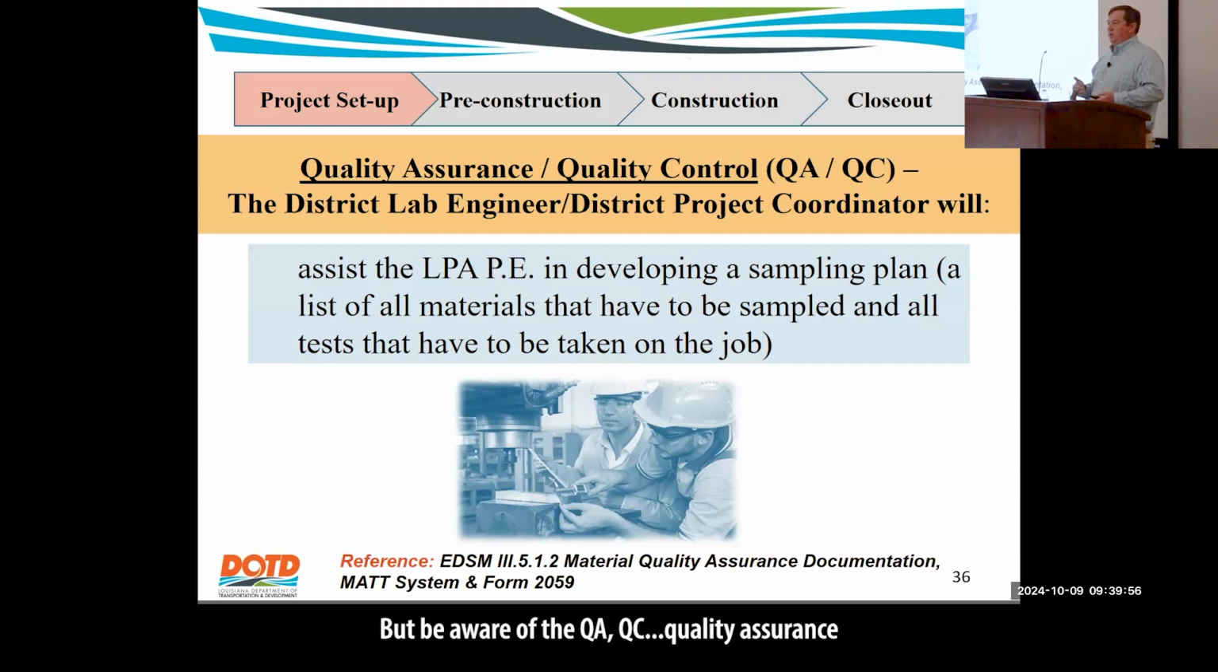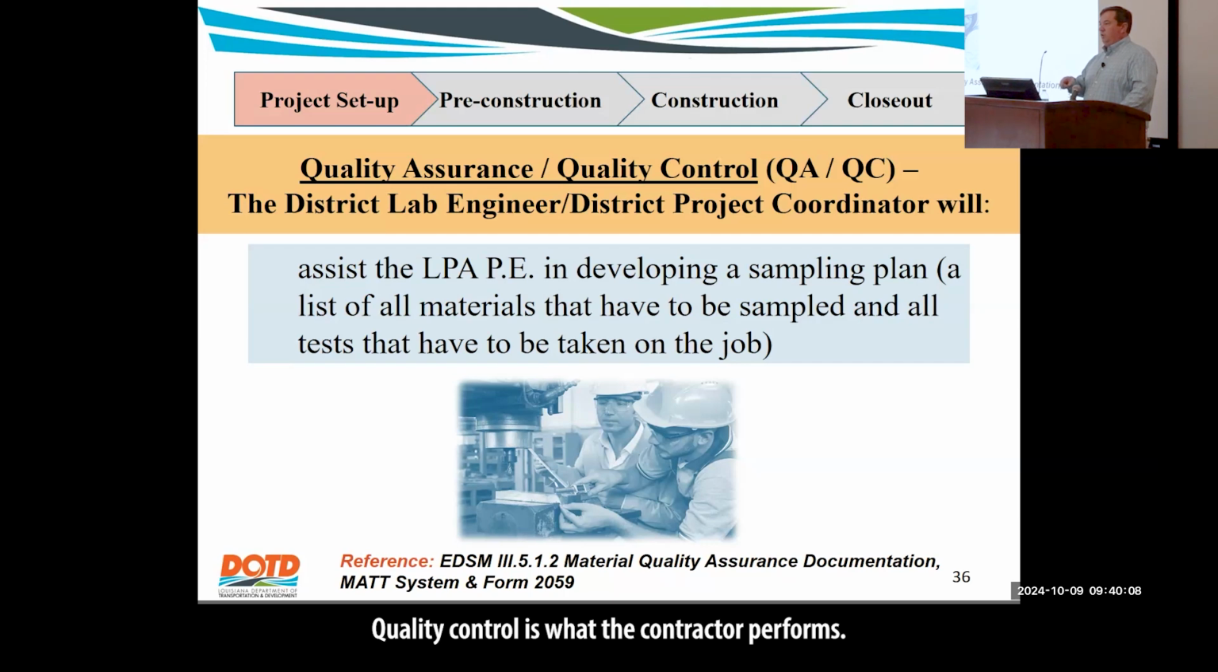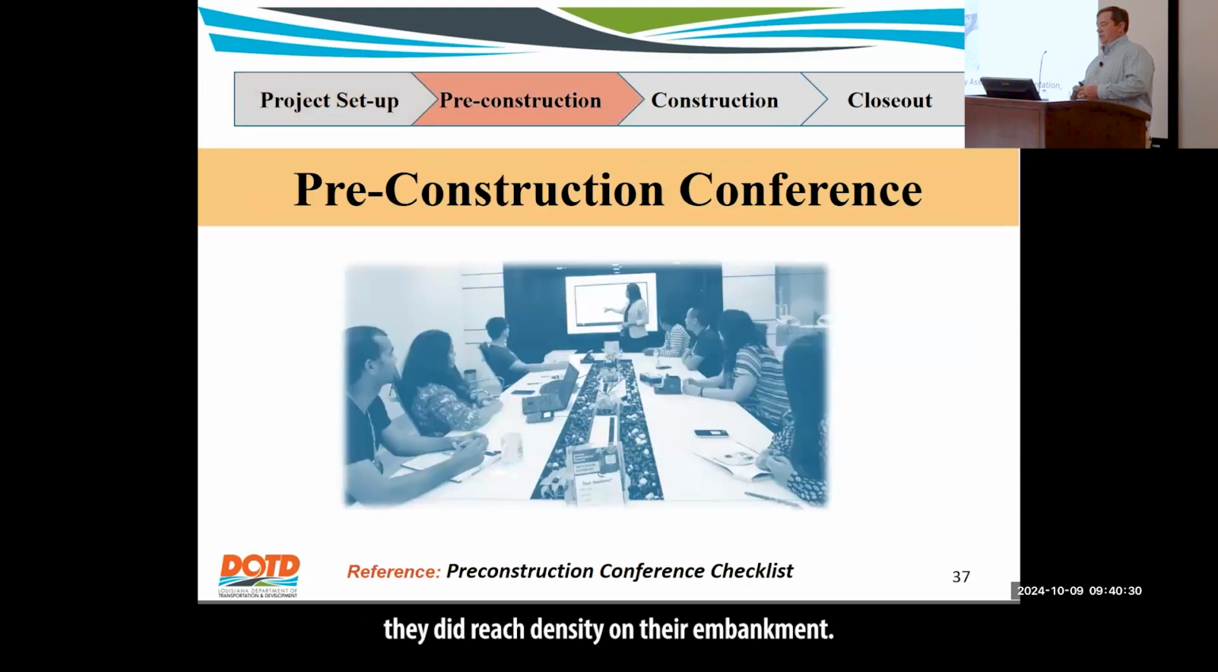Be aware of the QA, QC. Quality assurance is what you're responsible for. That's the sampling and testing that the entity, the CE&I consultant, does. Quality control is what the contractor performs. So know the difference there too. They're supposed to have a QC person. A lot of times, for example with embankment, the QC person is doing their own density test. They say, all right, we think it's good, and they contact the inspector. The inspector goes to do the QA test to verify that, yes, they did reach density on their embankment.